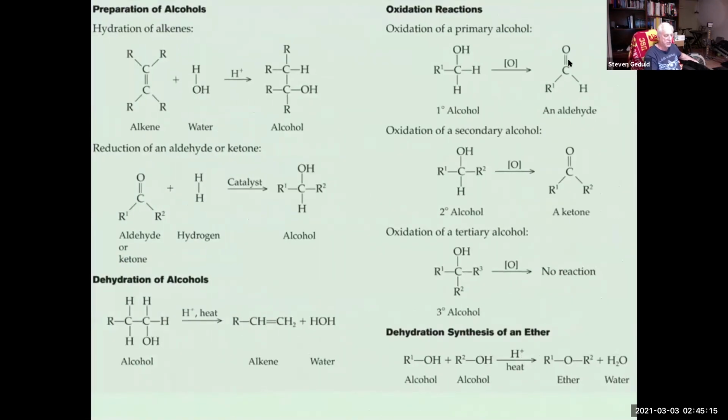And here's a chart that summarizes all the reactions. So if you want to come back and review it, they're all right here. An alkene goes to an alcohol, an aldehyde goes to an alcohol. Alcohol could go to an alkene by dehydration. Okay, oxidation, there are three types. You can form an aldehyde, you can form a ketone, you can form no reaction. And then these are dehydration synthesis of an ether, how to make an ether from alcohols.